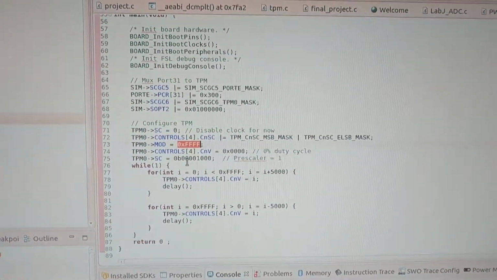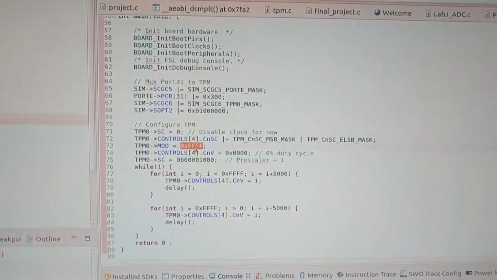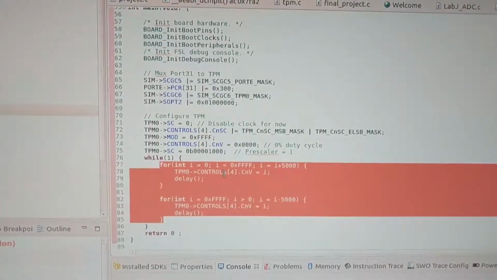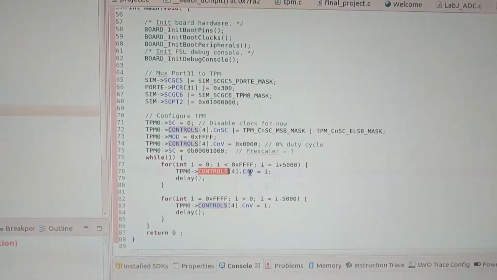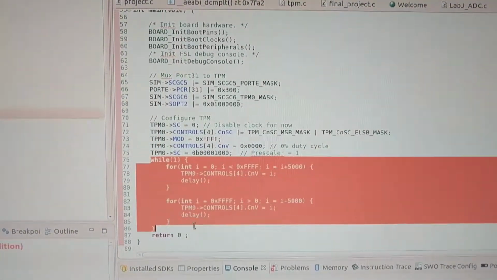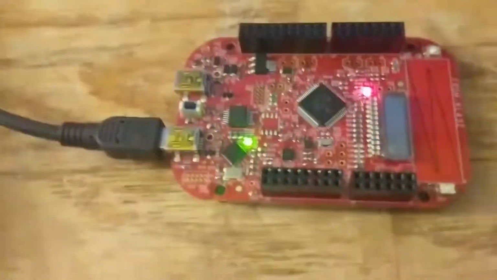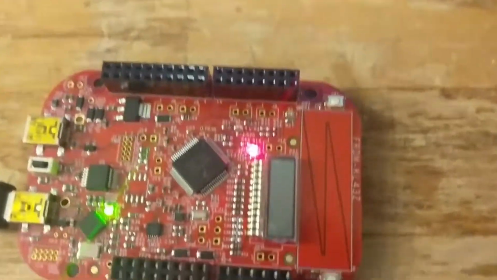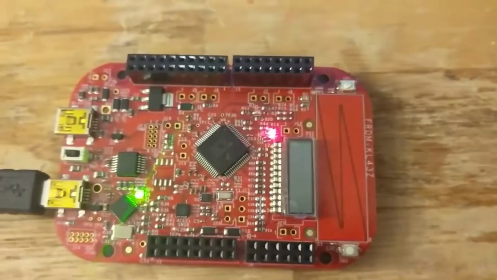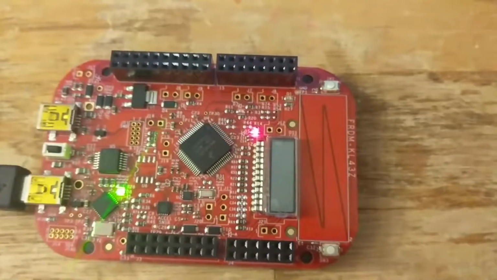Mod has been set to 0xFFFF, the highest value, and inside the while loop what I pretty much do is incrementally increase the duty cycle of the CNV value and then decrease it, and keep doing this inside an infinite loop. If we look at the board here, let me focus, you see that the LED is brightening. It gets bright, and then it dims again and turns off.